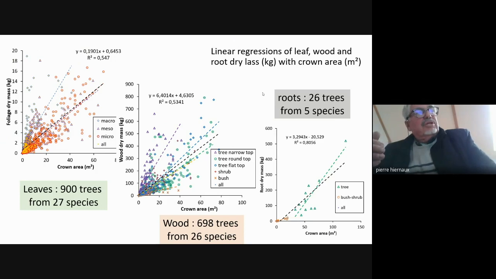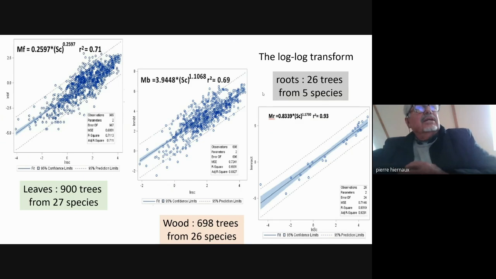In this case, that was just mass, the dry mass of leaves or wood or roots, just from the crown area. So the first plot was the linear, and I was desperate because you could see the functions, even the main ones, where you have the functions on the top, you can see that the R squares are pretty poor, except for the roots, but there are very few data. So what do you do?